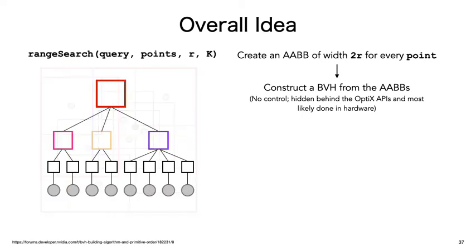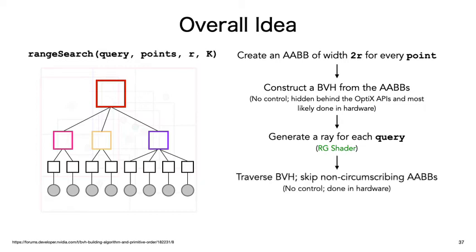And let's say that that's how the BVH looks for the example I had. Note that in this case, the primitives are no longer triangles. They are spheres here. And then we generate a ray for each query, and we then use that ray to traverse the BVH, essentially skipping those non-circumscribing AABBs. And again, this is done in hardware and accelerated by the RT cores.